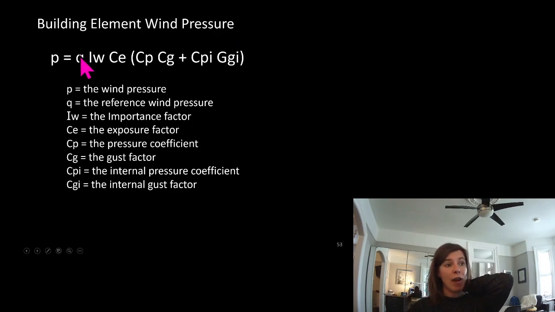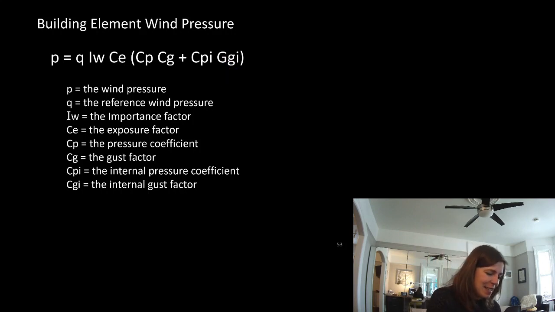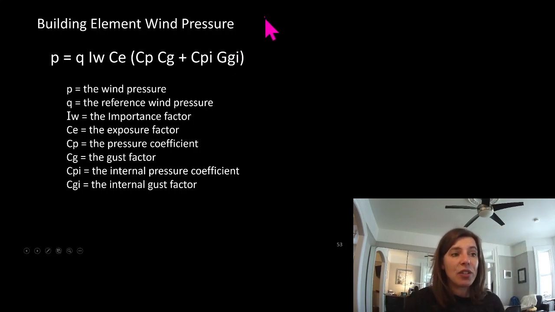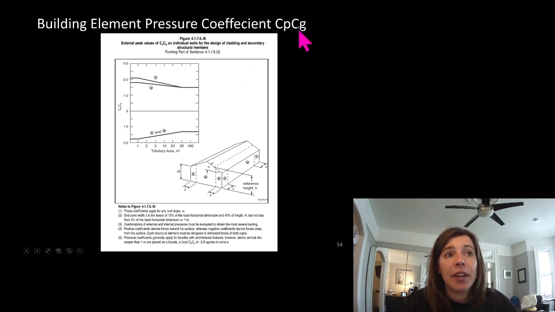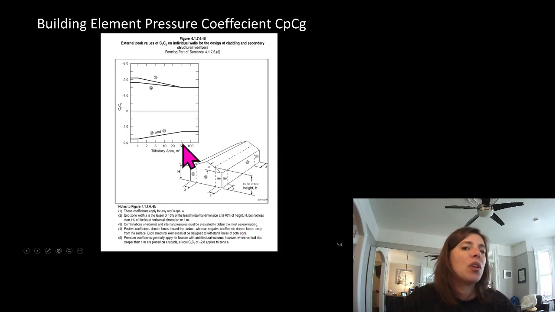So we use the same reference wind pressure, the same importance factor, the same CE, but now CP and CG need to be determined, and CPI and CGI. So on slide 53, it's supposed to be CGI, not GGI, the internal gust factor. So those are the internal values that we would look at. We can calculate the exterior CPCG from this diagram. You're not going to have to do it.